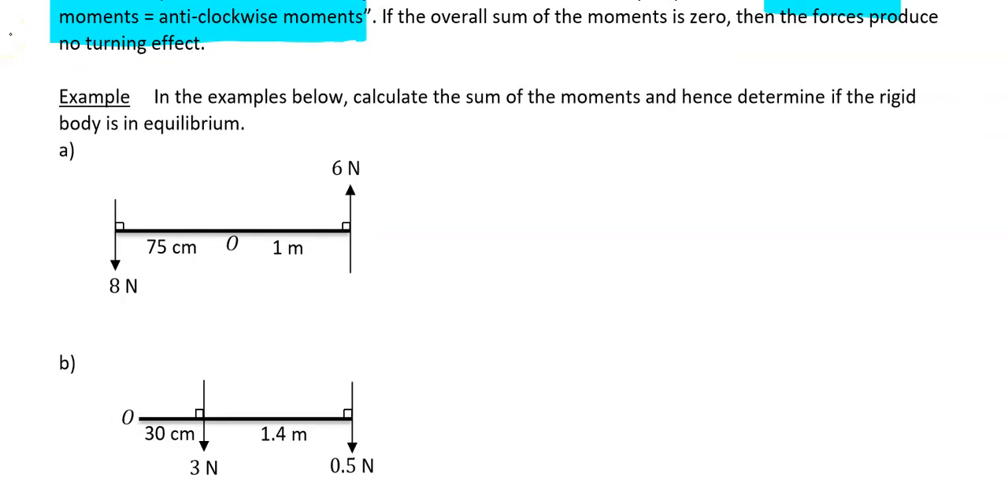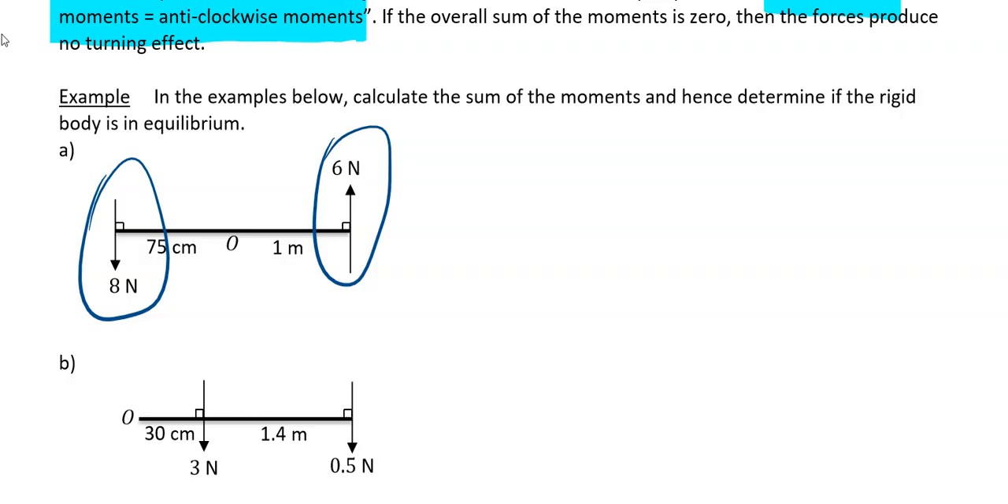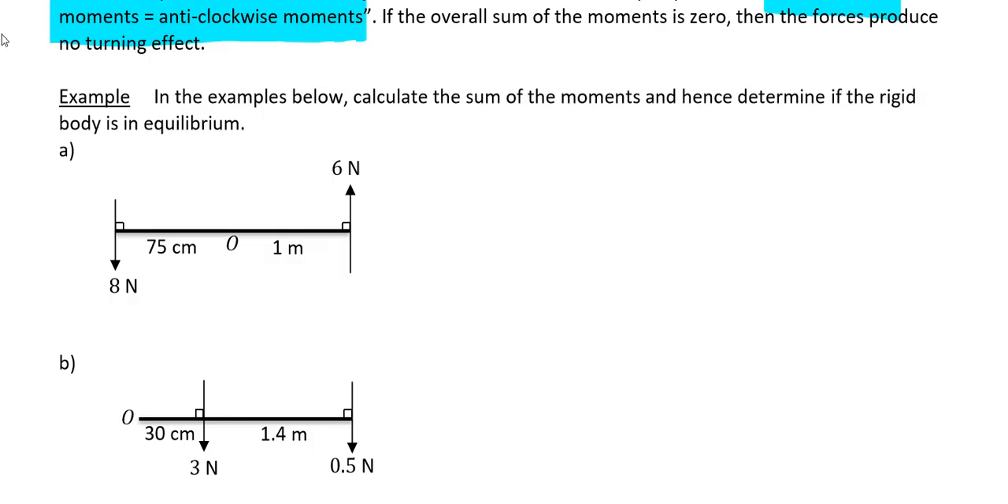It says in this first one, in the examples below, calculate the sum of the moments and hence determine if the rigid body is in equilibrium. Now folks, without doing anything here, I can tell you this is not an equilibrium, because you've got a 6 going up here and you've an 8 going down here. So your overall force vertically is not going to be zero, so it's definitely not going to be an equilibrium.